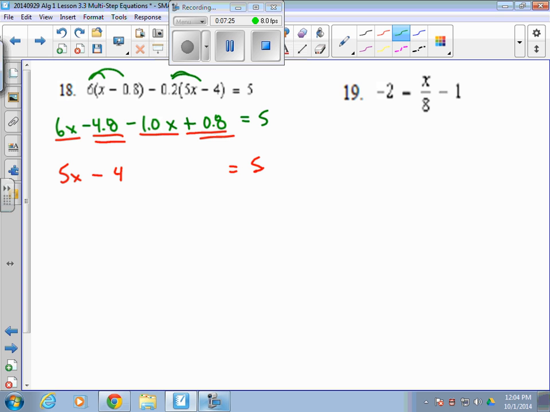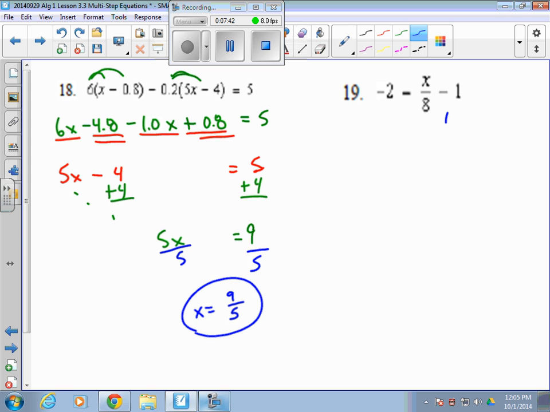Get rid of your minus 4 by adding it to both sides. 5 plus 4 is 9. And then you have 5x equals 9. Get rid of that by dividing by 5 on both sides. X equals 9 over 5.